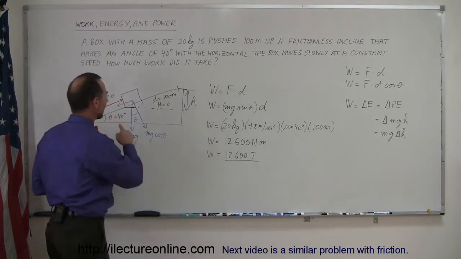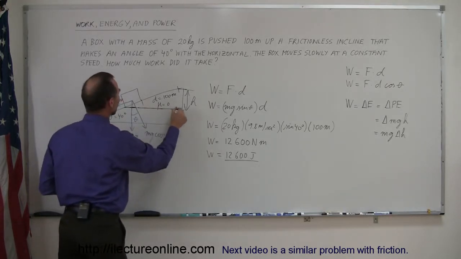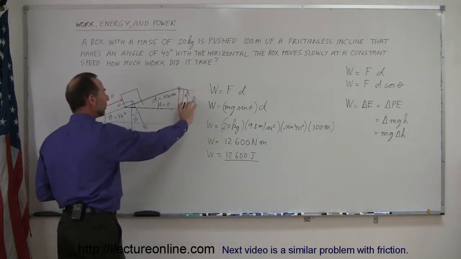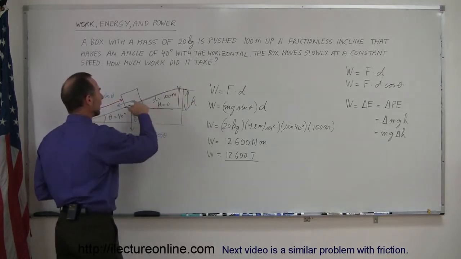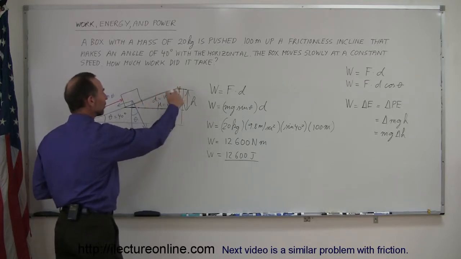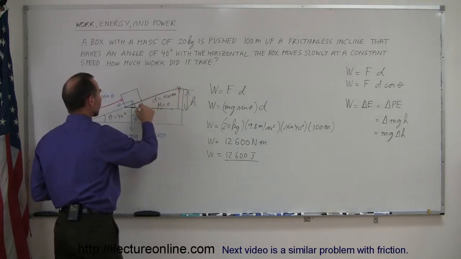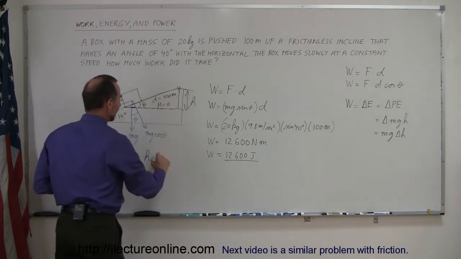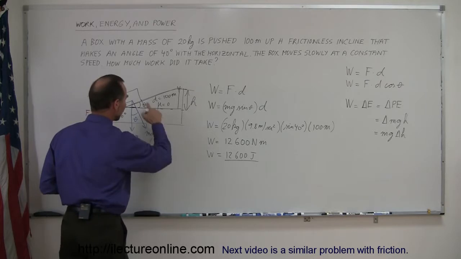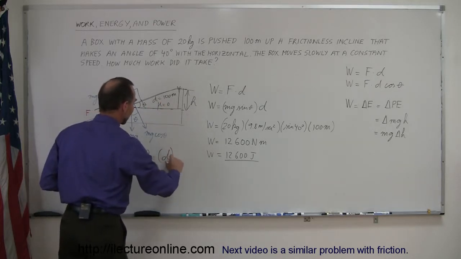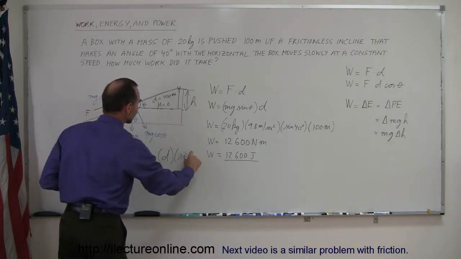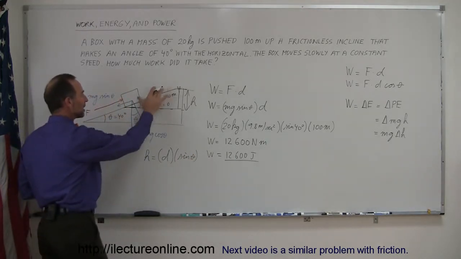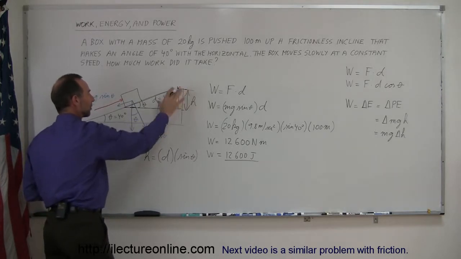So how much did the height change? If we look at this triangle right here, height is the vertical side of the triangle. The hypotenuse is the displacement. So using trigonometry, of course this being the angle theta, we can say that the opposite side h is equal to the hypotenuse, which is the displacement d, times the sine of theta. So the height gained is the displacement d times the sine of theta, because that's the opposite side to this triangle.